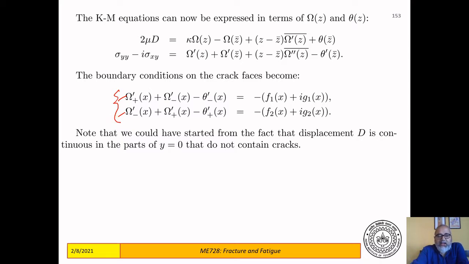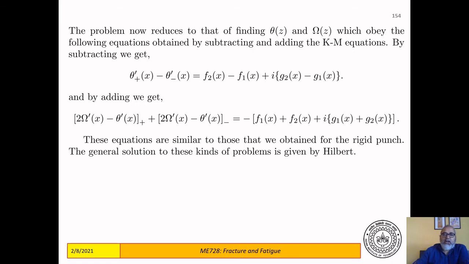And then adding and subtracting them, we got two Hilbert problems. This is the first Hilbert problem in theta, and this is the second Hilbert problem in 2 omega prime minus theta prime. So these are the two Hilbert problems that we have, which we can solve in order to get theta and omega as functions of z anywhere on the plane.